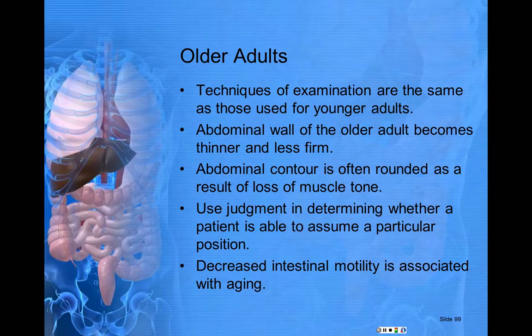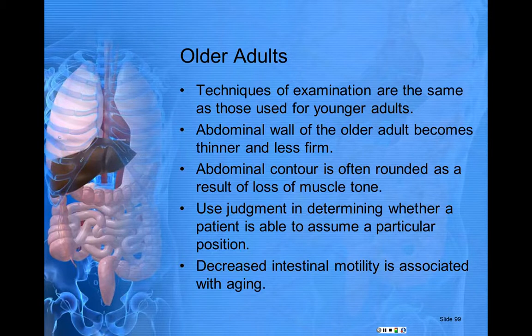So it is a little bit different in older adults, especially as they become thinner and older, and have less muscle tone. The abdominal contour is often rounded as the result of loss of muscle tone in older adults. Some older adults may have difficulty with certain positions, so you may have to modify your exam and use your own judgment in terms of how to complete an exam on an older adult.